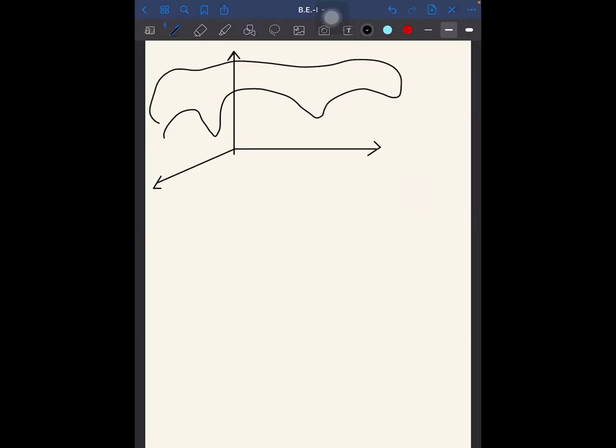Let's say this is your 3D graph, and this is your z equals f of x, y. If you're talking about maxima and minima, let's say this point is your local minima. So this can be described only on interior points.